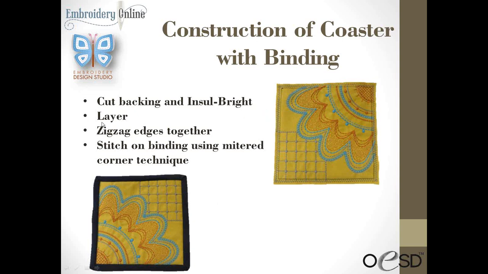Now if you want to make a coaster with the binding, then again cut your backing and your Embroidery, layer it wrong side up of your backing, the Embroidery, and your tile, zigzag the edges together all the way around, and then we'll stitch on the binding, and I used a miter corner technique, and then slip stitch your binding in place, and you have your coaster. So you have two different types of coasters that you can make with these tiles.